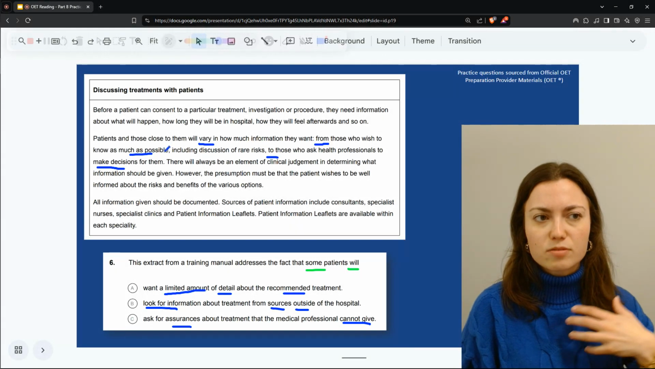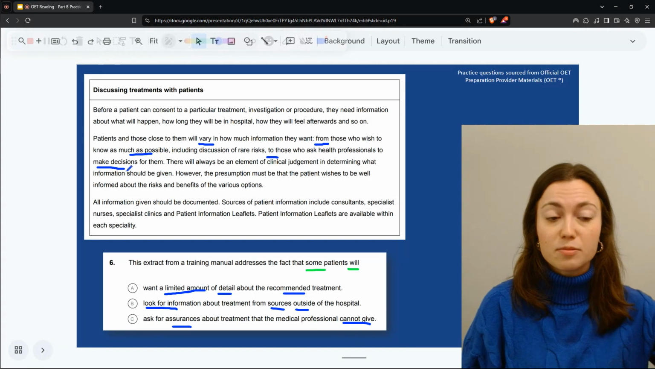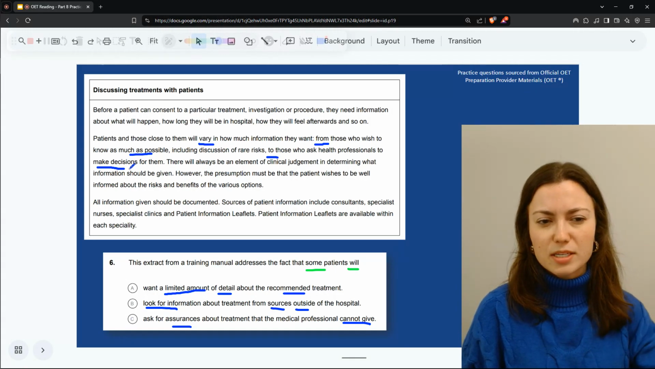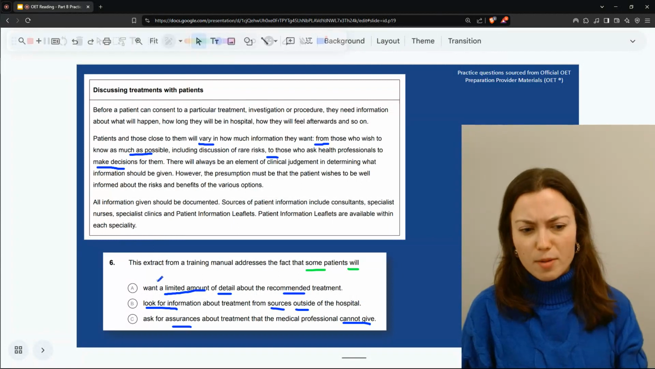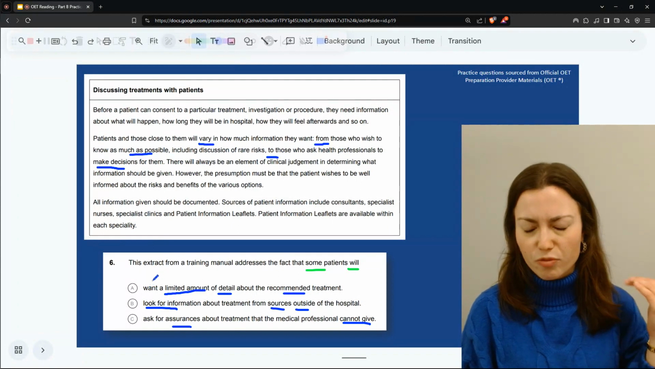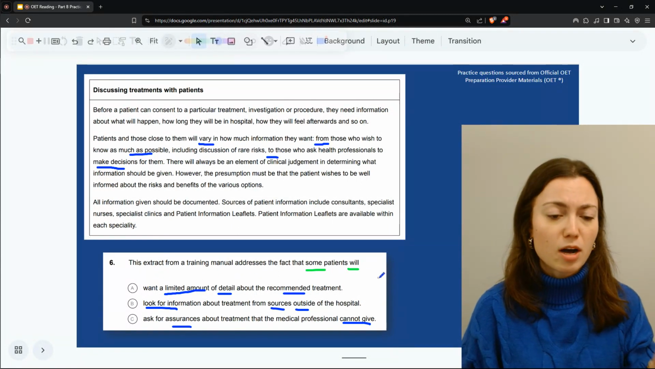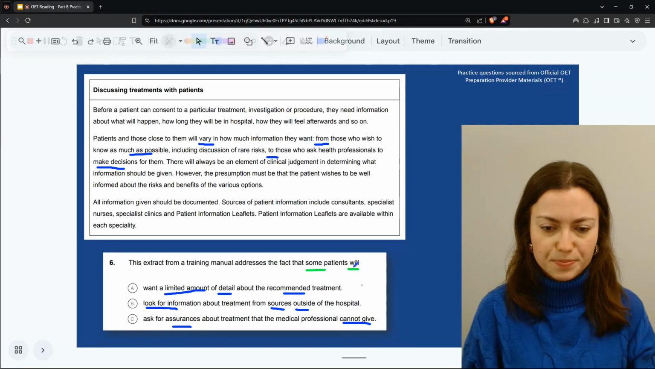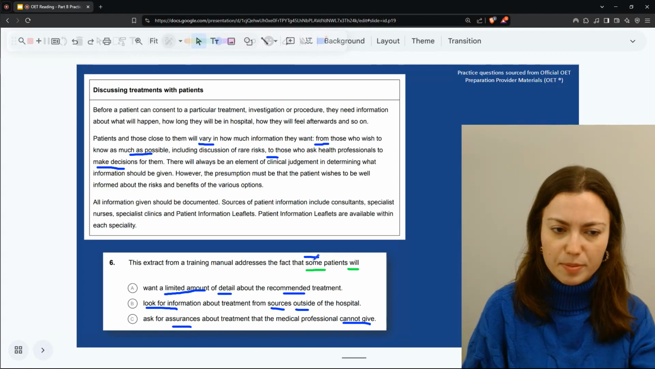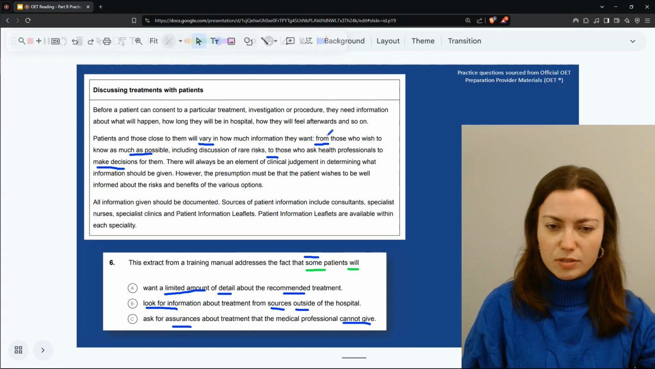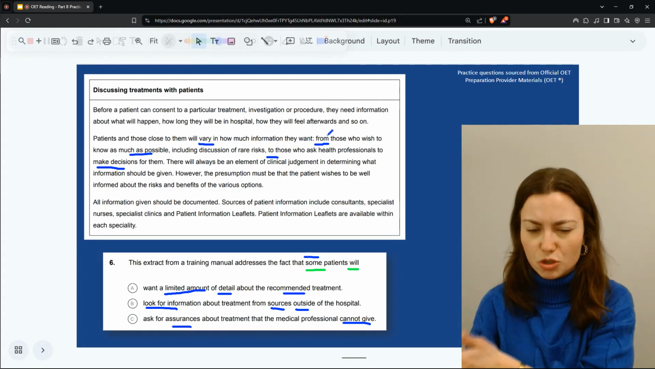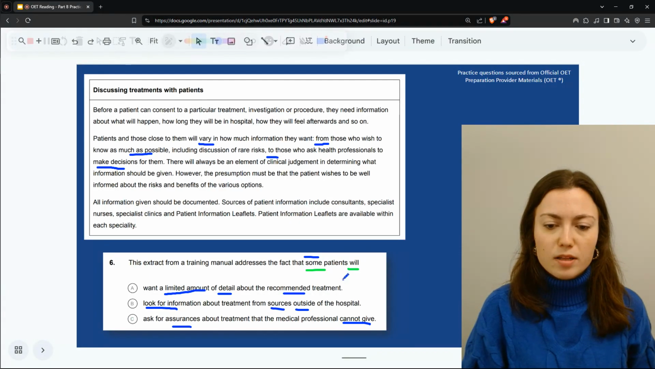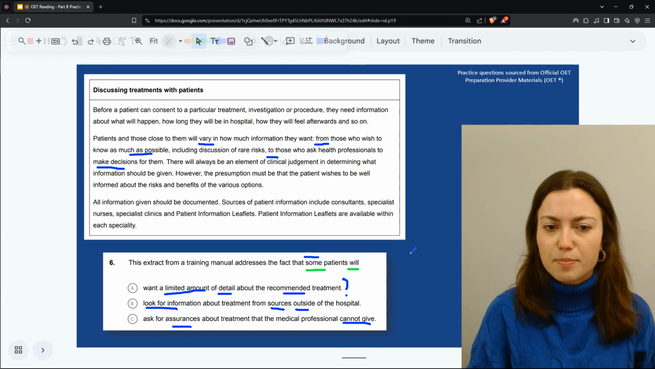Because they themselves don't want the information, they're getting someone to make the decision. So that's a little bit tricky. It's not explicitly stated, but from that, we're seeing that this is very much aligning with what's in option A. Want a limited amount of detail about the recommended treatment. And again, why? Because it's some of the patients, and we see the language of contrast from those who want a lot to those who basically don't in that case. So I'll put a question mark here as a potential.